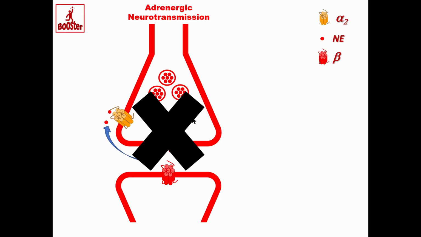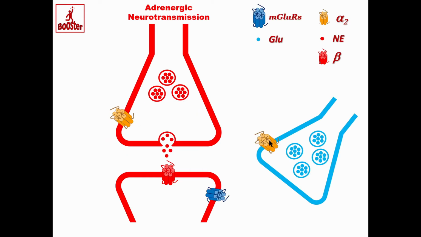So now let's see whether an autoreceptor can function as a heteroreceptor. Let's take an example of the same receptor. Now this receptor is on this glutamatergic terminal. So this is a glutamate neuron, and this is an adrenergic receptor. It's sitting on the presynaptic side. And since this is alpha-2, it's inhibitory in nature.